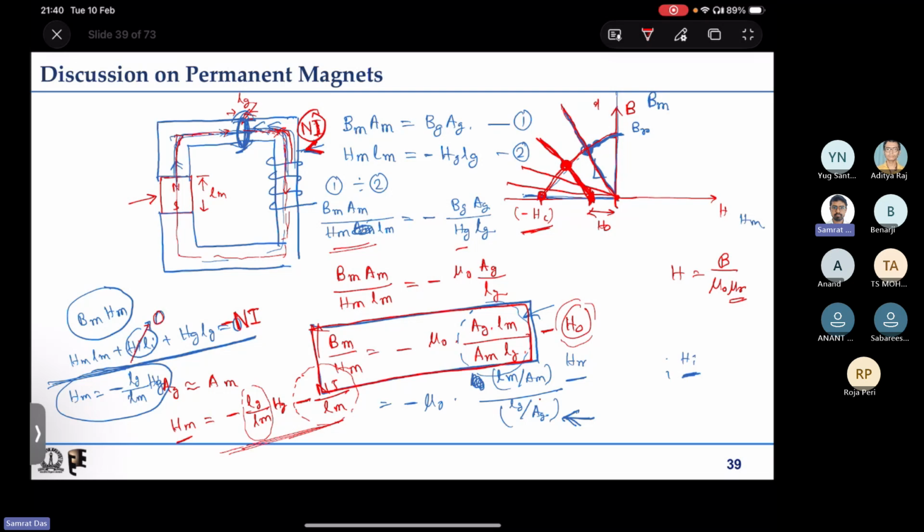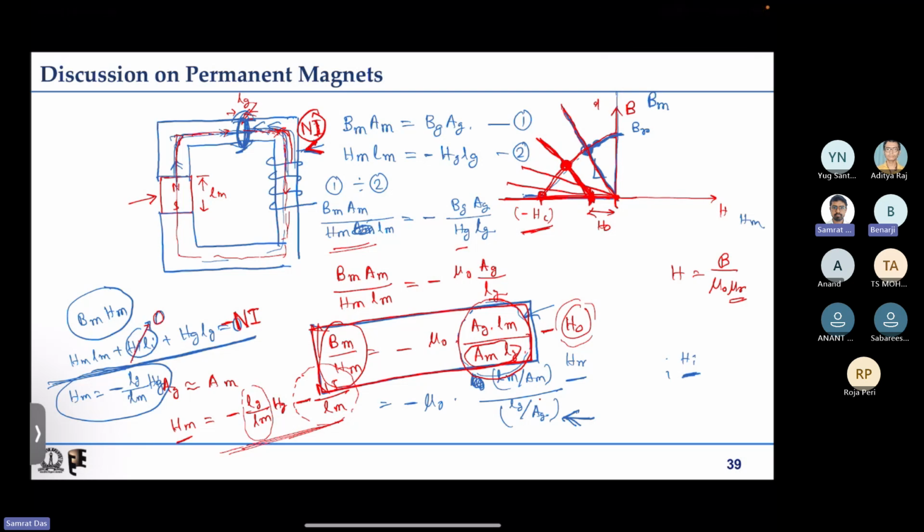It will remain in the second quadrant only, because you can see this expression, right? Even if this ratio is very close to 0, that means Lg is very, very high compared to Lm, and Ag into Lm is very, very low compared to Am into Lg, then this one is tending to 0. So minus 0 means it is actually along the negative x direction. So it will get demagnetized completely, but unless you have another field, it will not make the flux flow in the opposite direction.